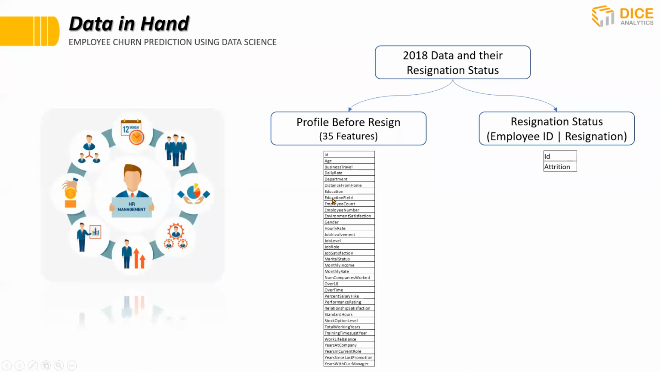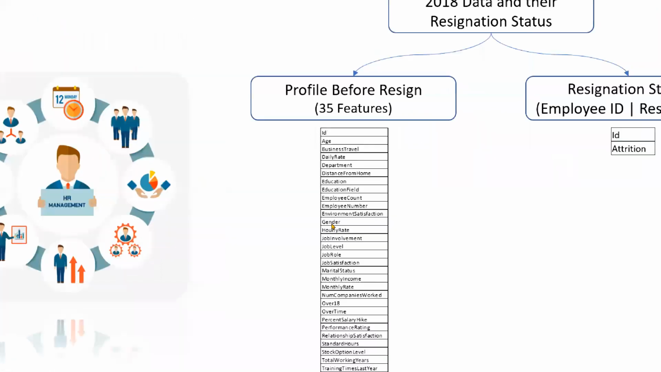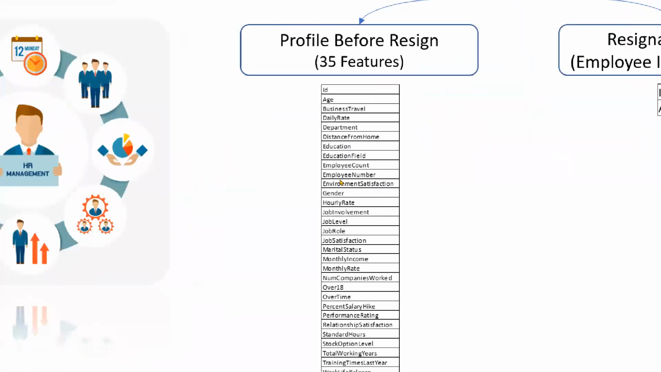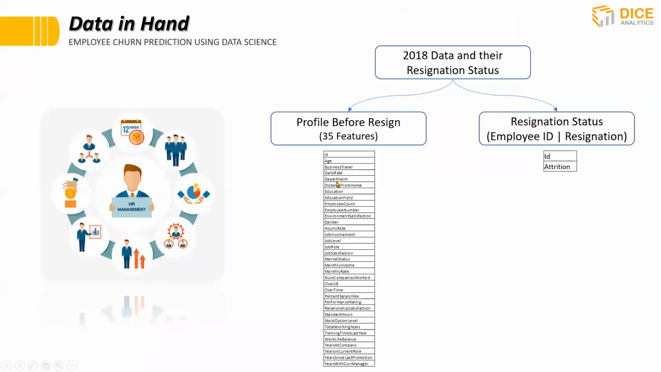I have 35 features in my data set, where we can see that ID is there, age is there, business travel is there, daily rate is there, department is there, then everything is there for all of the employees who have left me in at least the last month.